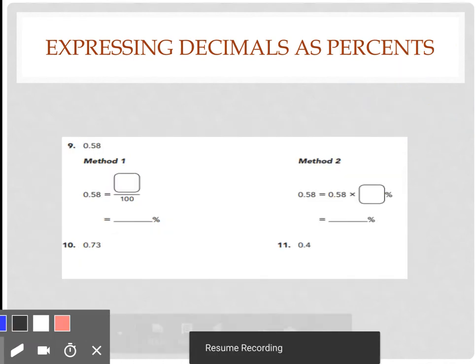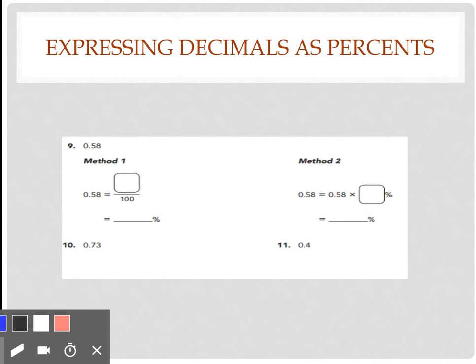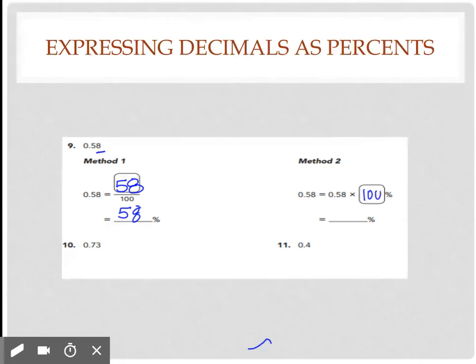So we have 0.58. So first we'll do method 1. My 8 is in my hundredths place. So I'm putting 58 over 100. Again, since it's over 100, it's just 58%. Or we could have done method 2 and just multiplied it by 100%, which means you're moving your decimal number 2 spaces. And again, that leaves us with 58%. Give number 10 and 11 a try on your own, whichever method you would like. Maybe try one with each and come back and check your answer.